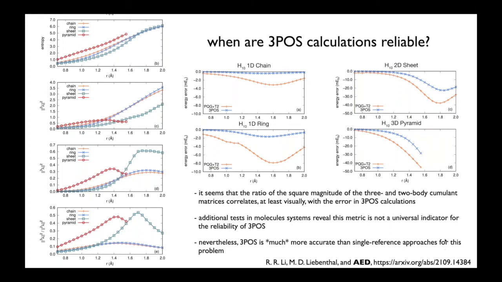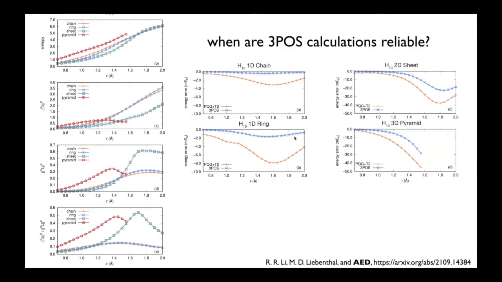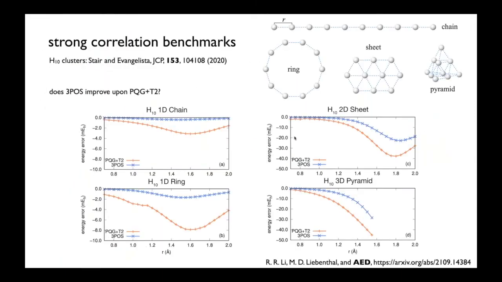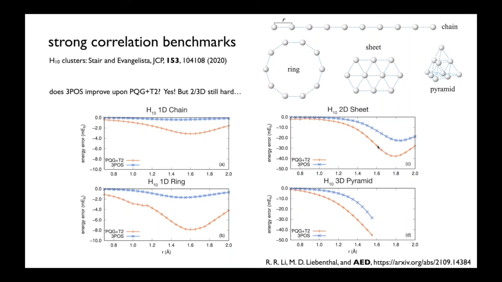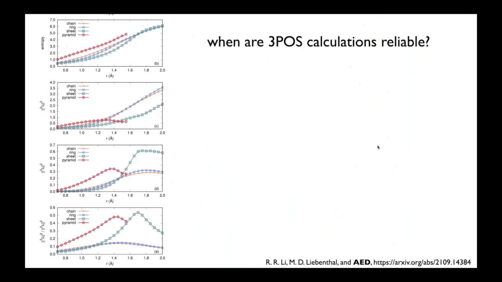And the last thing I'll point out, even though I'm being kind of critical of 3-particle positivity conditions, if I go back and think about the errors from other approaches versus 3-pos, the 3-pos curves would be like halfway between the PQG T2 curve and 0. So still, these are really accurate methods compared to coupled cluster, compared to single-reference methods. But nonetheless, they're still a little bit less accurate than we would have liked.